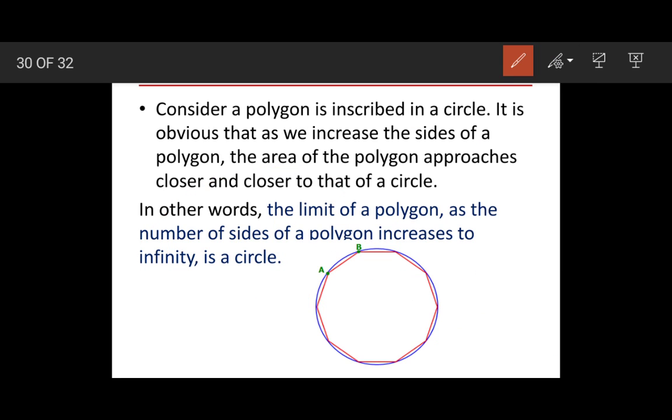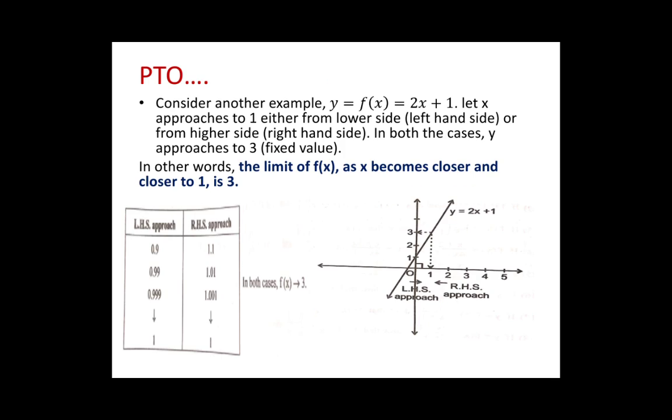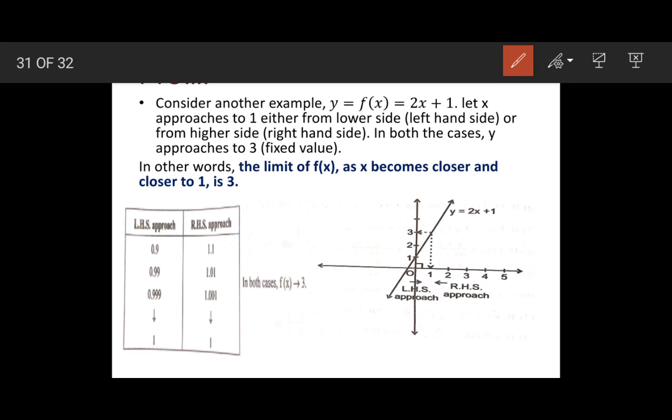So next, consider another example. Suppose y is equal to f(x), that is equal to 2x plus 1. Now let x approach 1, either from the lower side, left hand side, or from the higher side, that means right hand side. In both cases, y approaches 3, a fixed value, right?